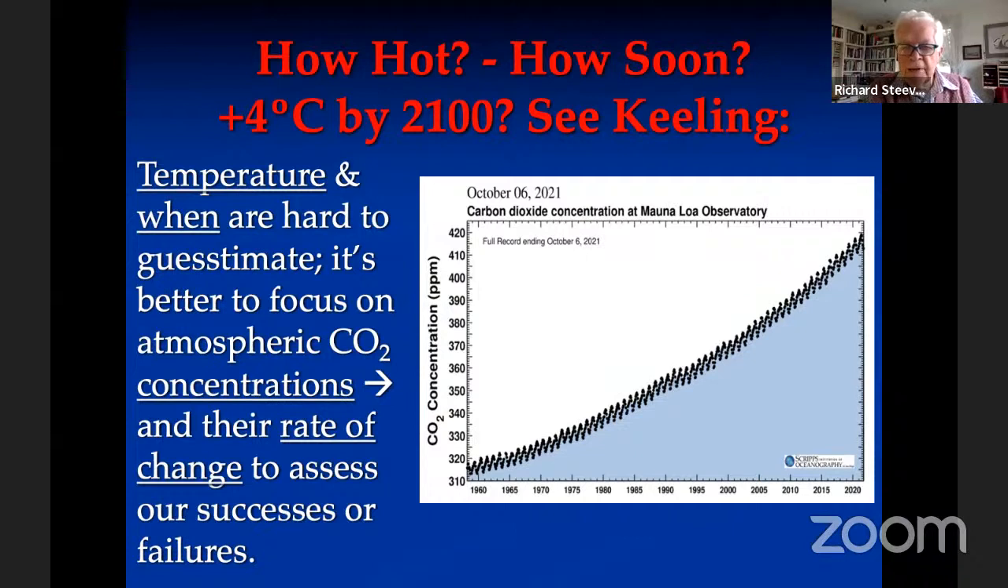And I've added a couple of slides here at the beginning before we get into Mark's talk, because it's important in trying to understand how hot and how soon to look at the Keeling curves. I've mentioned them before. I think in Bill Gates' talk, I put this slide in, but it's a very important one dealing with not emissions, but with the ultimate result of our emissions, the actual carbon dioxide concentrations measured at Mauna Loa Observatory. And you'll notice that while it's difficult to guesstimate temperature, the CO2 concentrations and their rate of change does give us a glimpse into our likelihood of success or failure.